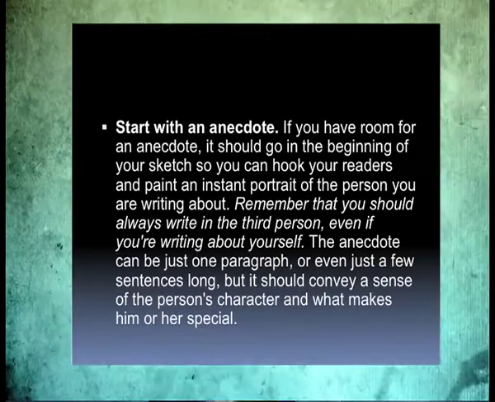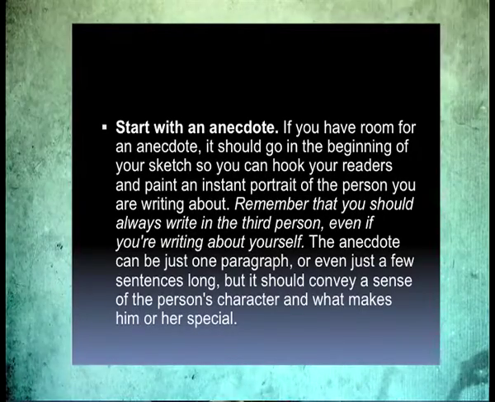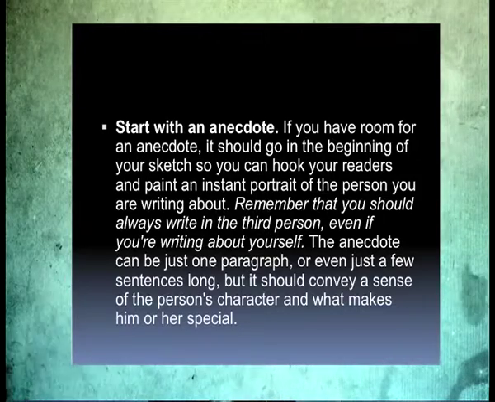Remember, learners, that you should always write in the third person, even if you are writing about yourself.